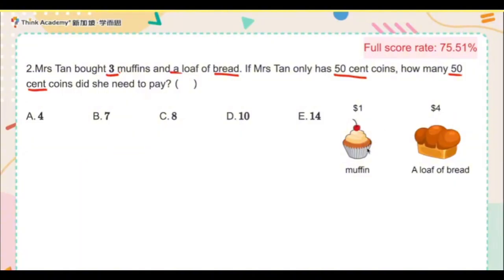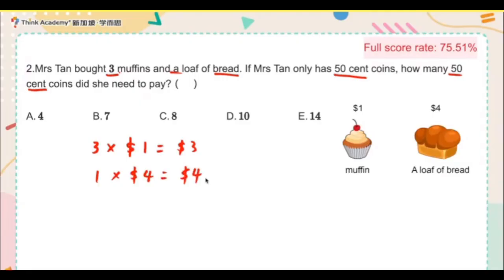Firstly, let's see. 1 muffin costs $1, right? So 3 muffins will be 3 groups of $1. Give us how much? Type in your chat box. That will be $3. Okay, good job. Then see, how about the bread? The bread costs $4, so 1 loaf of bread will just be 1 times $4. Give us how much? That will be $4.